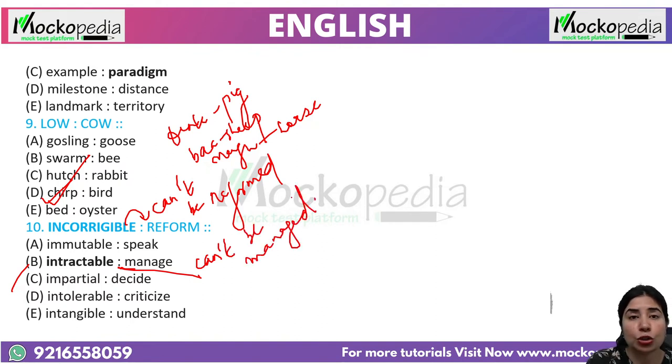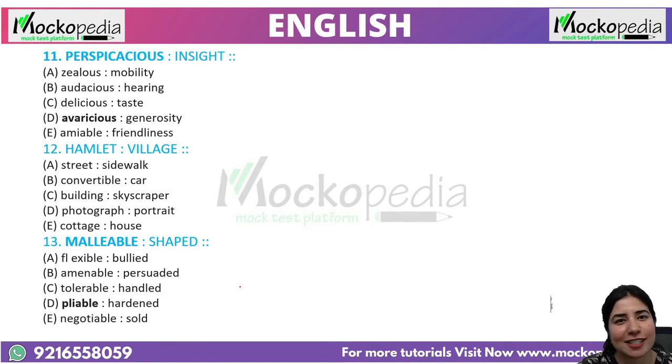So aap do cheezein kar rahe ho in questions pe. Pehle relationship trace kar rahe ho, phir ek similar relationship answer choices mein se dhoond rahe ho. Right, so for question number 9, we can pick D as an answer, and for question number 10, we can pick B as an answer. Right, I hope we are sorted here. Let's move to the next set. Try these 3 questions, then we will discuss.